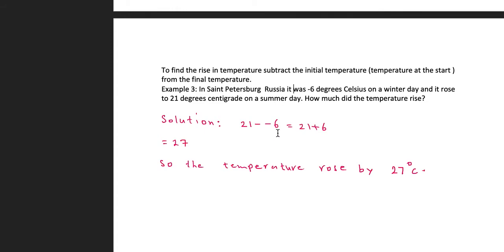So initial temperature was -6, final temperature is 21. Subtract -6 from 21, which is the same as 21 plus 6, because when you're subtracting a negative number, you remember that it's the same as adding, and that becomes 27. So the temperature rose by 27 degrees centigrade or Celsius.